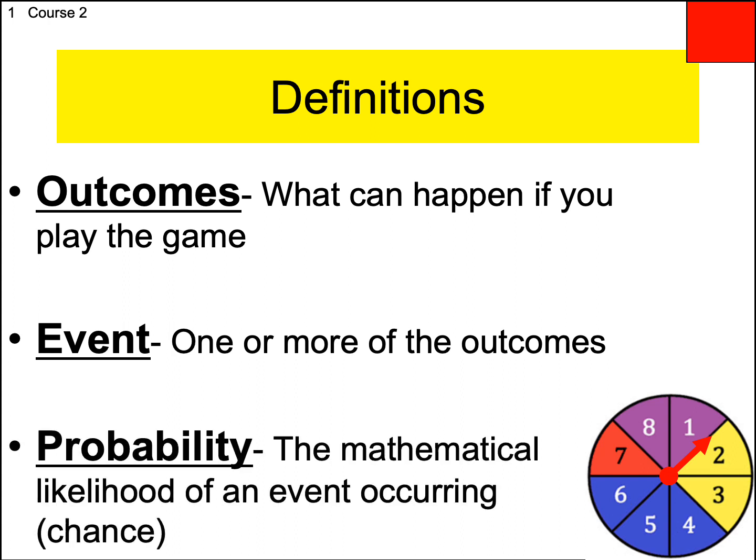Lastly, what we're doing in this chapter is calculating what is called probability. Probability is the mathematical likelihood of an event occurring, or the chance. When we calculate probability, we are calculating a number that allows us to understand mathematically whether that particular event is likely to occur or unlikely to occur.